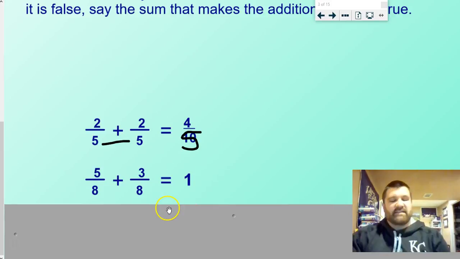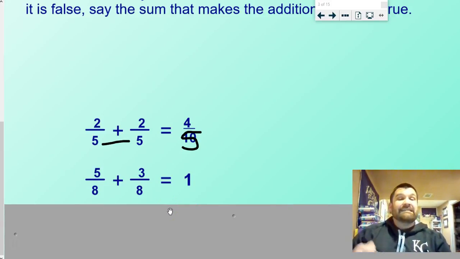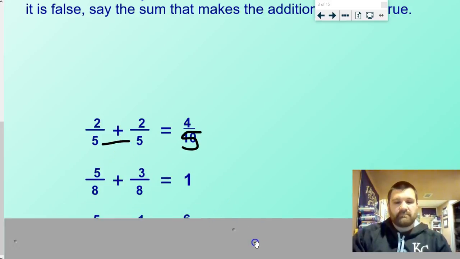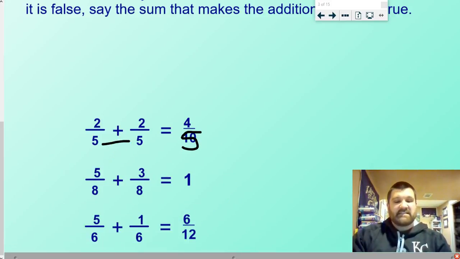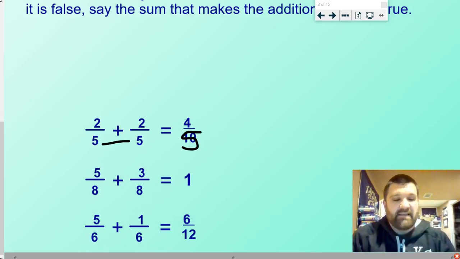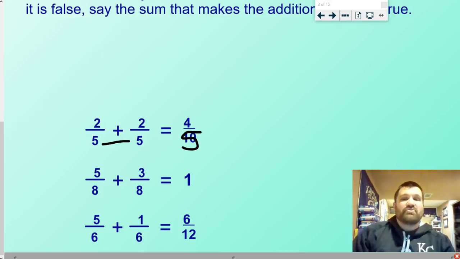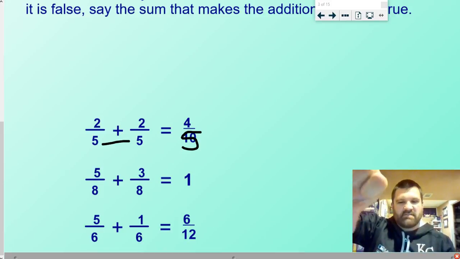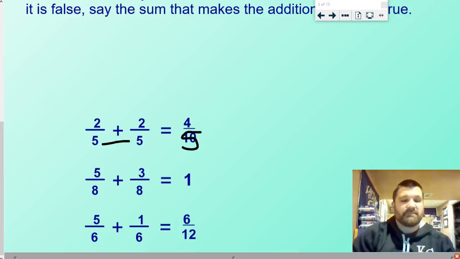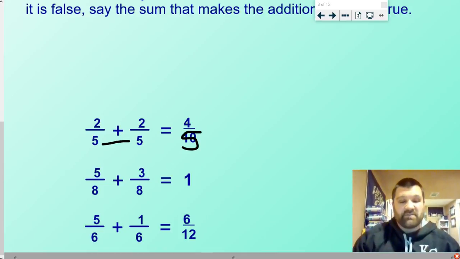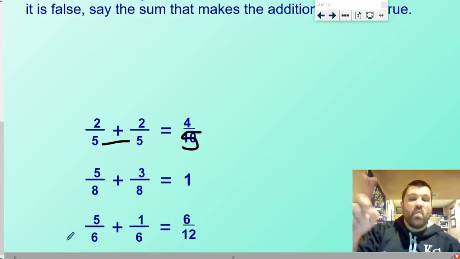5/8 add 3/8 equals 1. I would say it's true. And finally, 5/6 add 1/6 equals 6/12. That would be false. The denominators are the same already, so it would just be 6/6, which would equal 1.